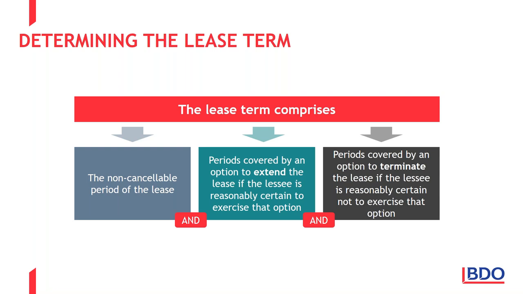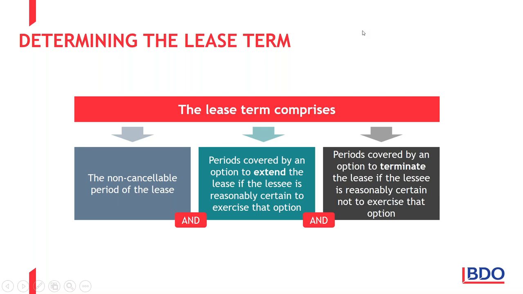And then the last one, and periods covered by an option to terminate the lease, but only if the lessee is reasonably certain not to exercise that option. So we've got a termination option in 3 years' time. I'm reasonably certain we're not going to use it. Therefore, the lease period will go on beyond that date. So the lease term comprises three distinct parts.